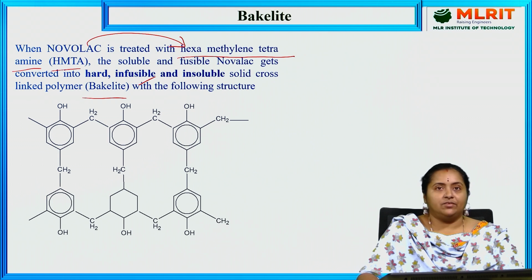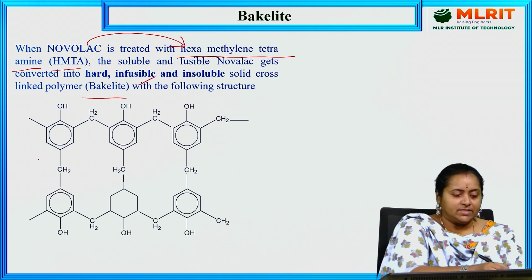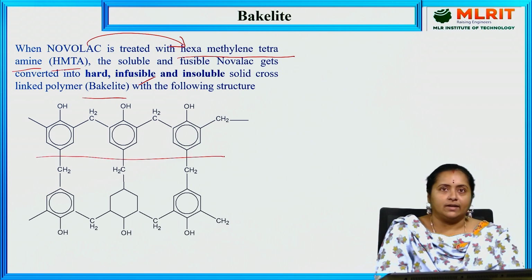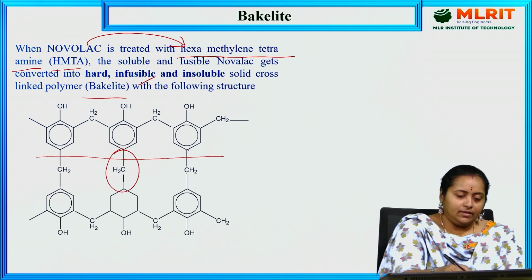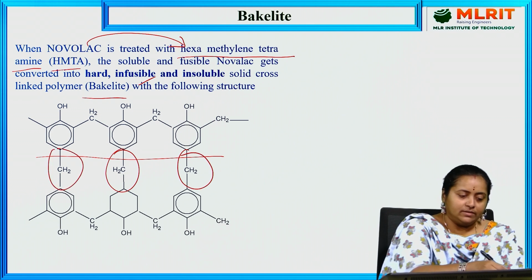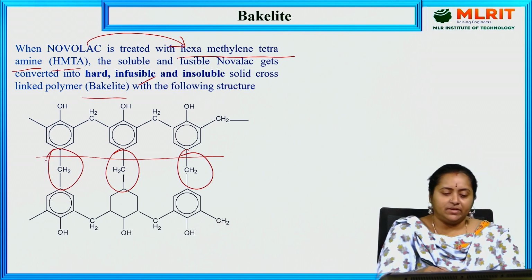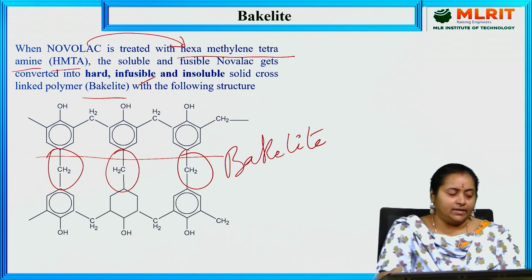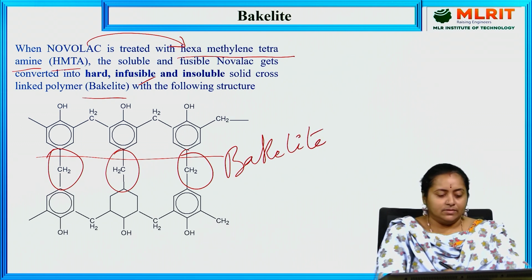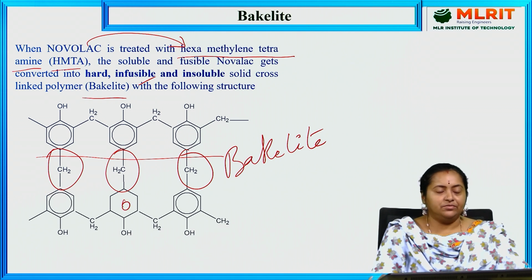See the structure of bakelite. Up to this extent, we know that is the structure of Novolac. Then what will happen with the help of HMTA? It is going to form cross-linking like this. This is what we call a 3D network, and it is named bakelite. So, this is the formation of bakelite.